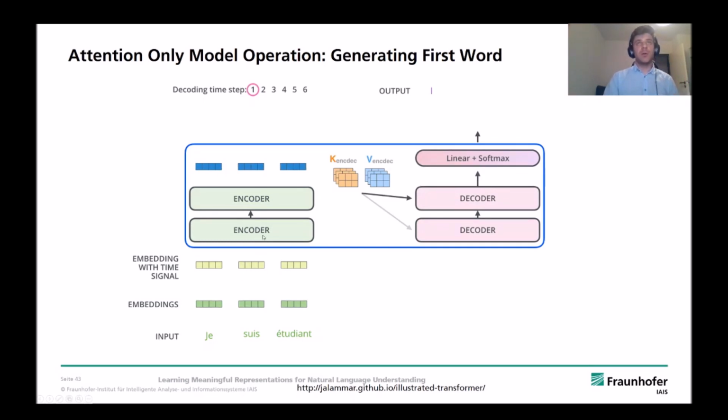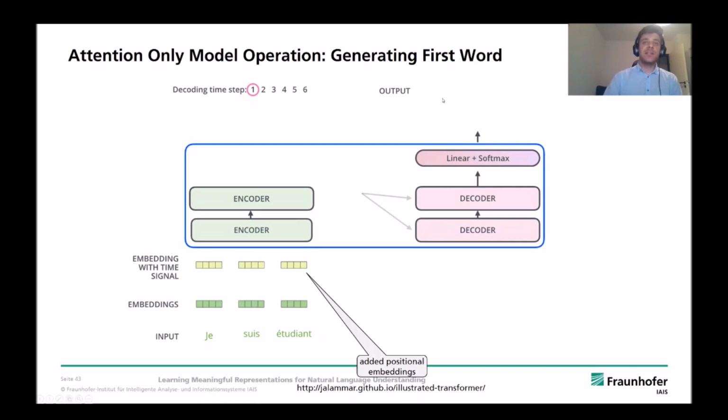Now, what we're doing is we're adding, for example, the byte-pair embeddings and these time signal embeddings, and we're pushing it through our encoder, so through our self-attention layer and normalizing layer, and typically we have multiple of those encoder layers. And then we get new encoded representations of je suis étudiant, which the decoder can then attend to and try to decode this into the language English, for example.